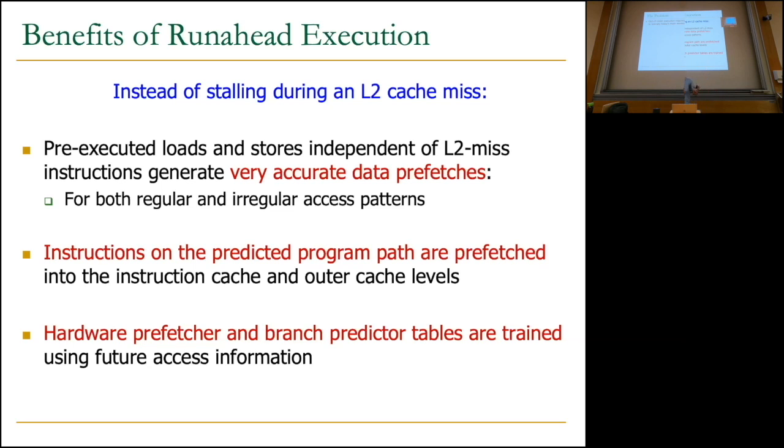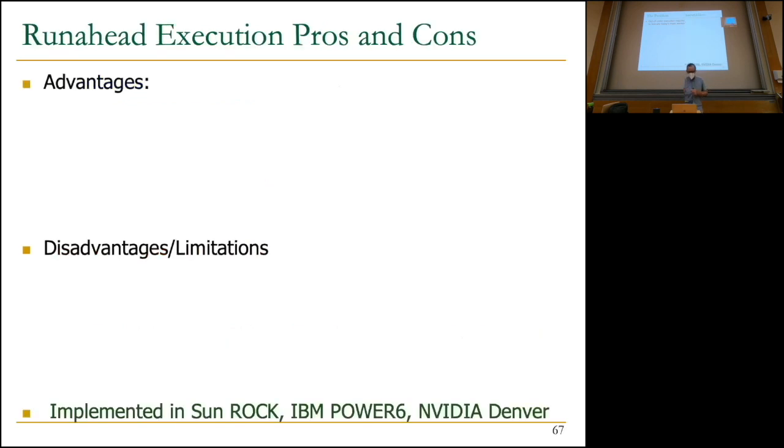We always assume that you have another prefetcher, as you will see, and a branch predictor that's also happening, and you're training them with future requests. So there are a lot of interesting benefits over here. Okay, so let's talk about, but like with every idea, there are pros and cons.